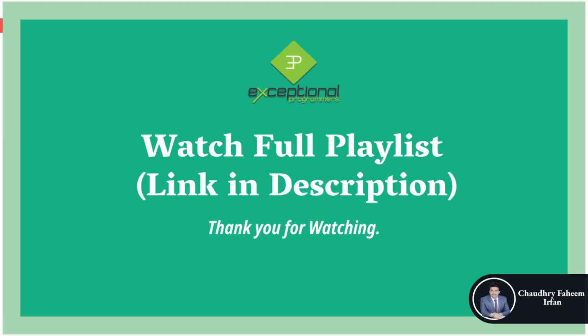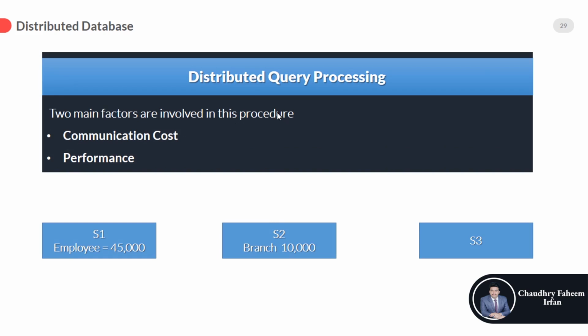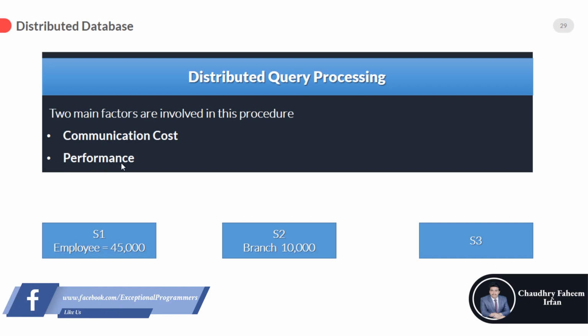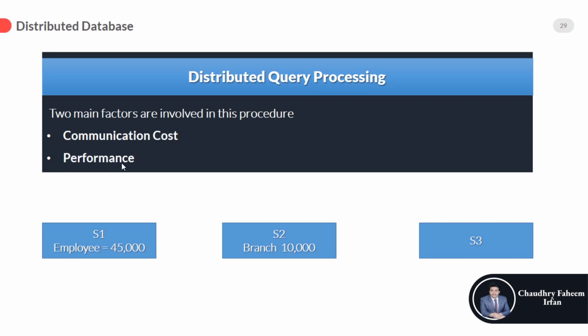Welcome to this lecture. So distributed query processing is here. Two main factors are involved in this procedure: communication cost and performance. In this slide we are going to discuss some important factors with examples.